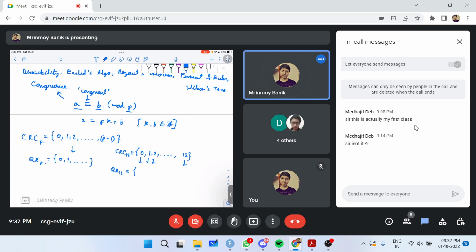So you square 0, you get 0. You square 1, you get 1. You square 2, you get 4. You square 3, you get 9. You square 4, you get 16. You divide by 13, you get 3 as a remainder. Next you square 5, you get 25. You divide by 13, you get the remainder 12.